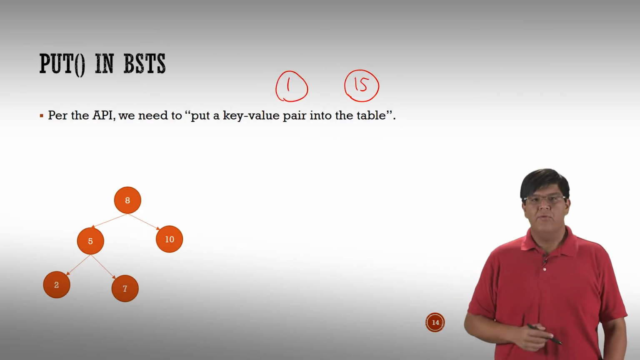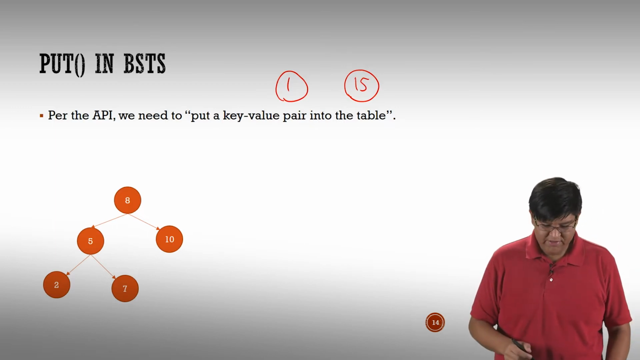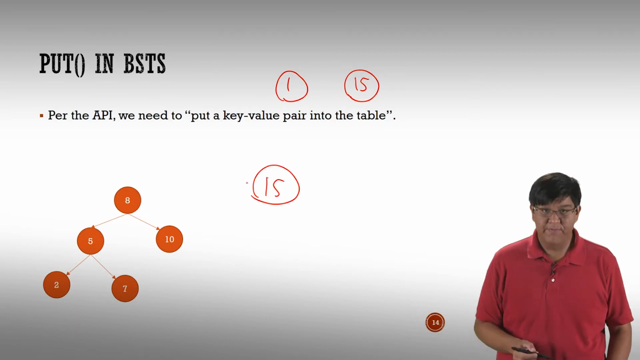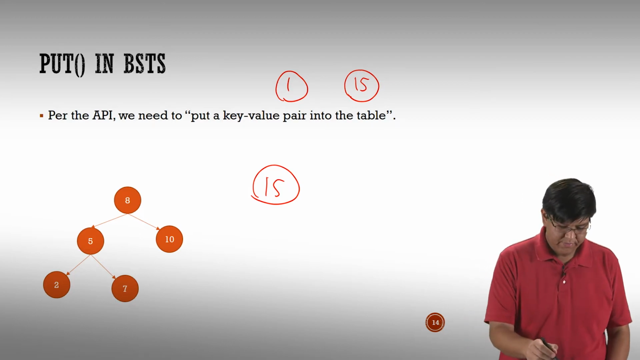Okay, so what do we want to do? Conceptually, what should we do? So let's say I start with, for example, the 15. How would I add it to my tree? Well, I'm going to have to start somewhere. I'm going to start at the root.